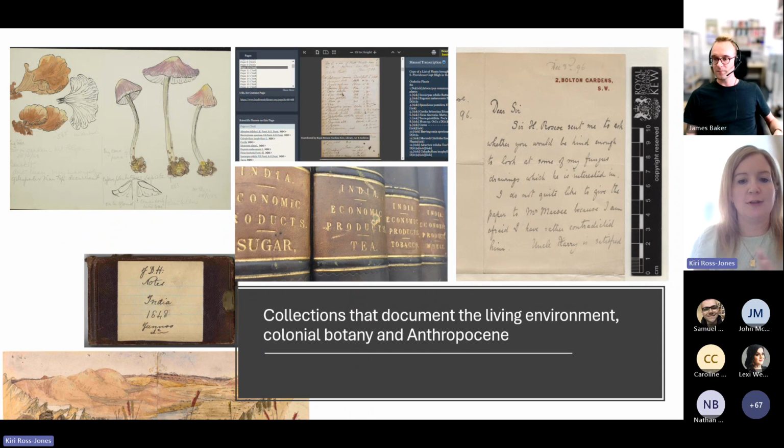We hold huge series of directors' correspondence, and on the top right of the slide, there's an image there of a letter from Beatrix Potter to Kew's director. We also hold personal papers, such as Joseph Dalton Hooker's papers before he became director at Kew when he travelled in the Himalayas, and that's his little notebook that he took to the Himalayas and made a sketch in down on the bottom left of the slide. Then the top left, we have some notes and sketches by Elsie Wakefield, who was a mycologist at Kew in the early 20th century.